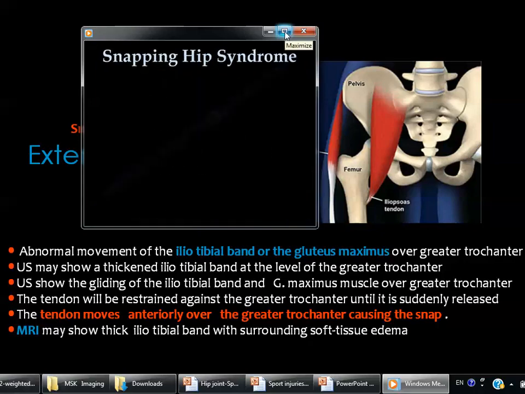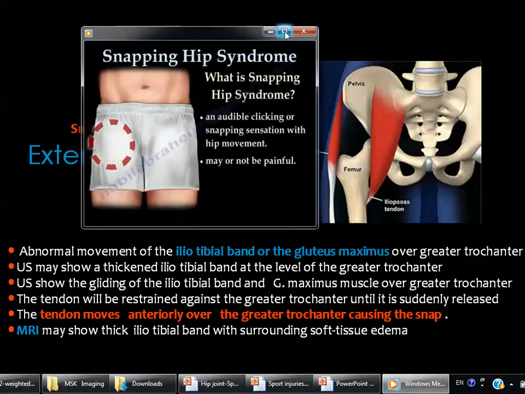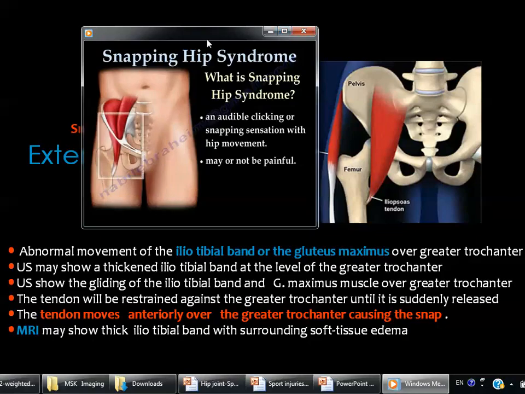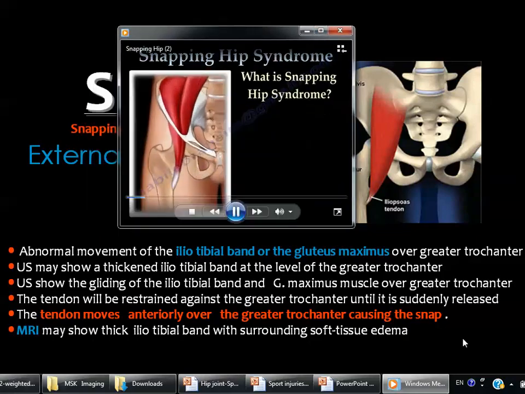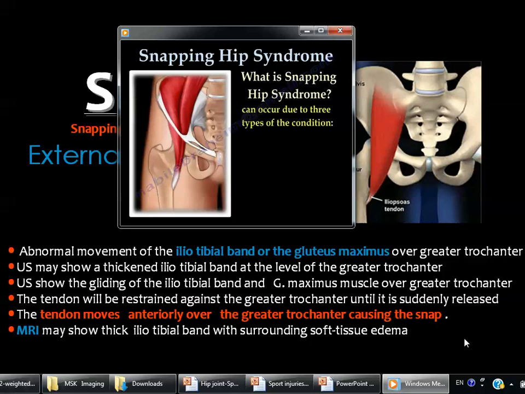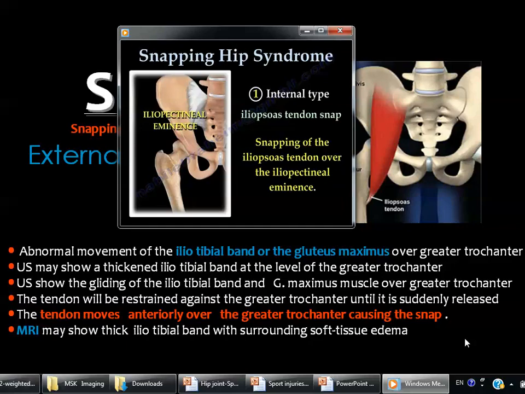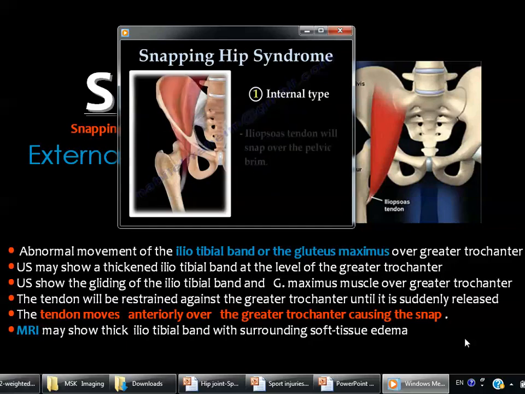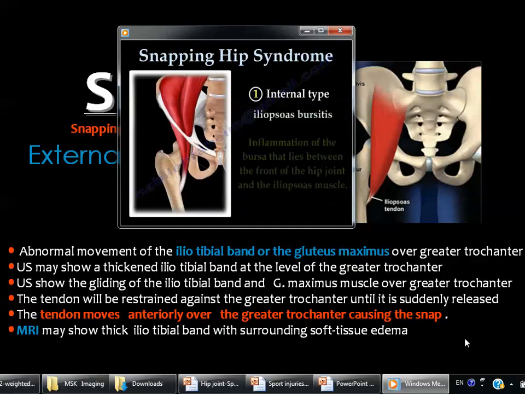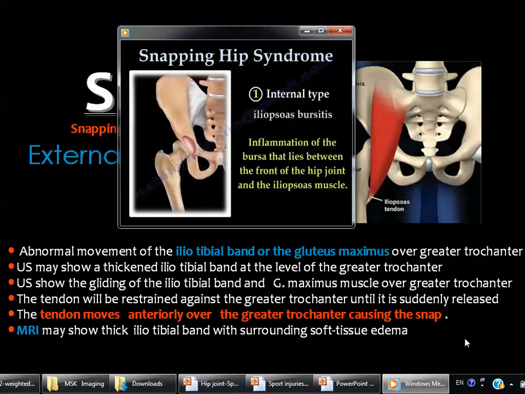Snapping hip syndrome. Snapping hip is a click in the hip when the patient moves the hip. It may or may not be painful. It can occur due to three types of conditions: internal, external, or intra-articular. Internal, iliopsoas tendon is snapped. The snapping of the iliopsoas tendon occurs over the iliopectineal eminence. The iliopsoas tendon will snap over the brim of the pelvis. It's caused by inflammation of the bursa that lies between the front of the hip joint and the iliopsoas muscle or tendon.